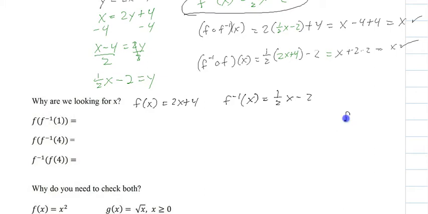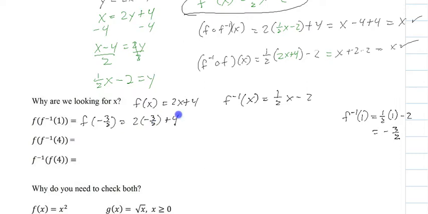Okay? So let's try f inverse of 1. That would give us what? That's 1/2. Plug in a 1, minus 2. Half minus 2 is minus 3/2. Now we're going to take that minus 3/2 and plug it into our original function.